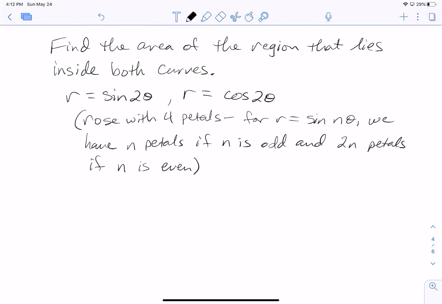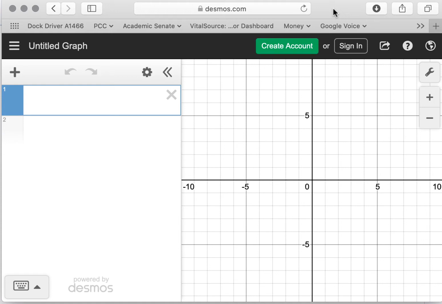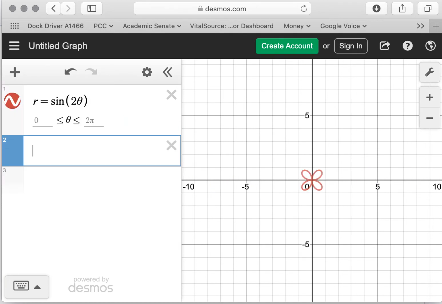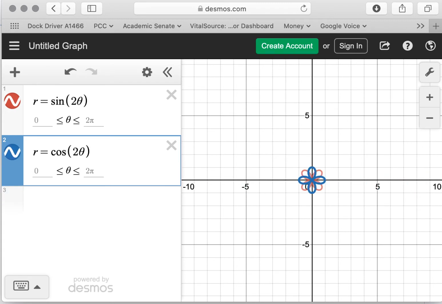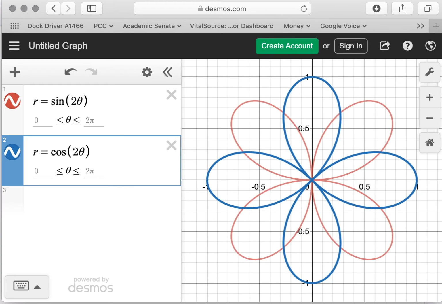Because our instructions don't include actually graphing this, we're going to go ahead and take advantage of Desmos. We'll graph the first one by typing r equals the sine of parentheses 2 theta. And then the second, r equals the cosine of parentheses 2 theta. And then blow it up just a bit here so we can see what the actual curves look like.